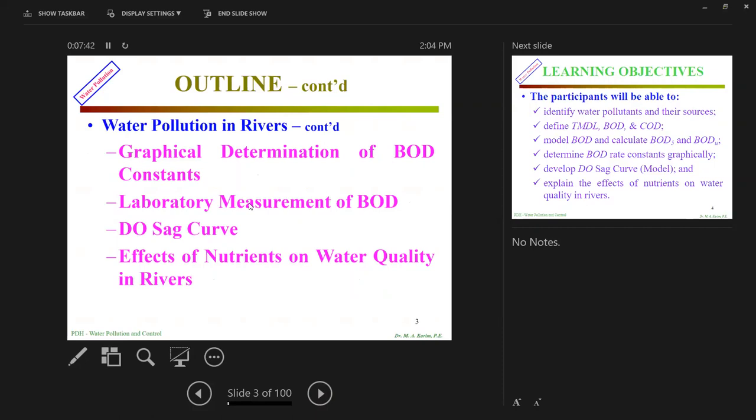Then we'll try to see the DOSAG curve, or how the water pollution happens and how it regenerates the condition over there. So we regain a good condition over there. We'll see that. Then effects of nutrients on water quality in rivers, meaning nutrients means nitrogen and phosphorus. If we have a lot of nitrogen and phosphorus, then what kind of effects are there? That's what we are going to discuss a little bit.